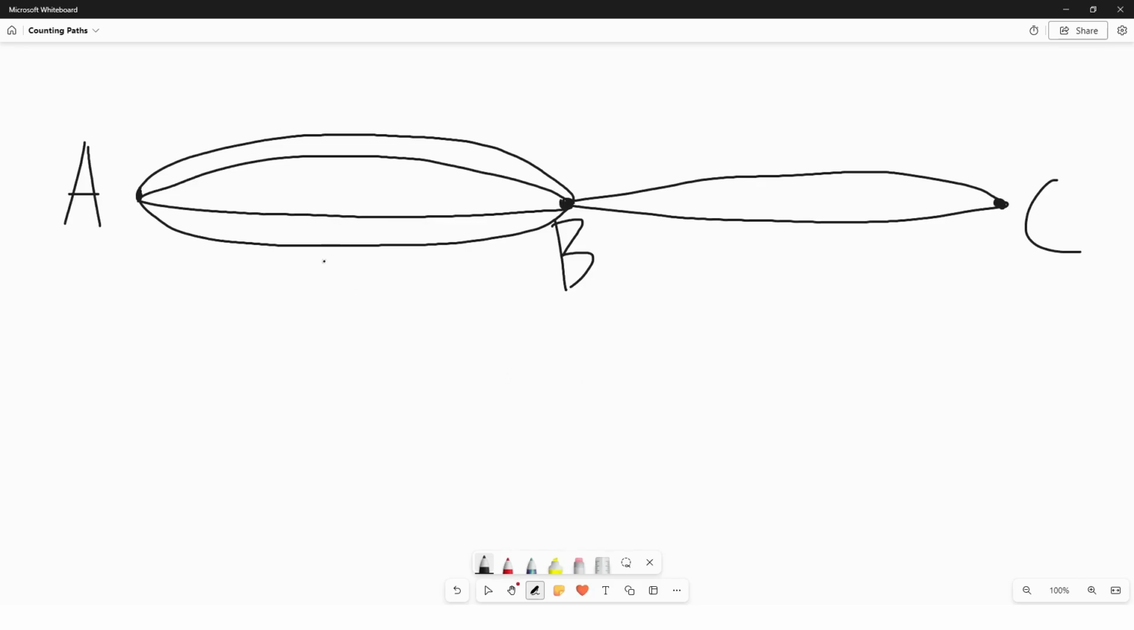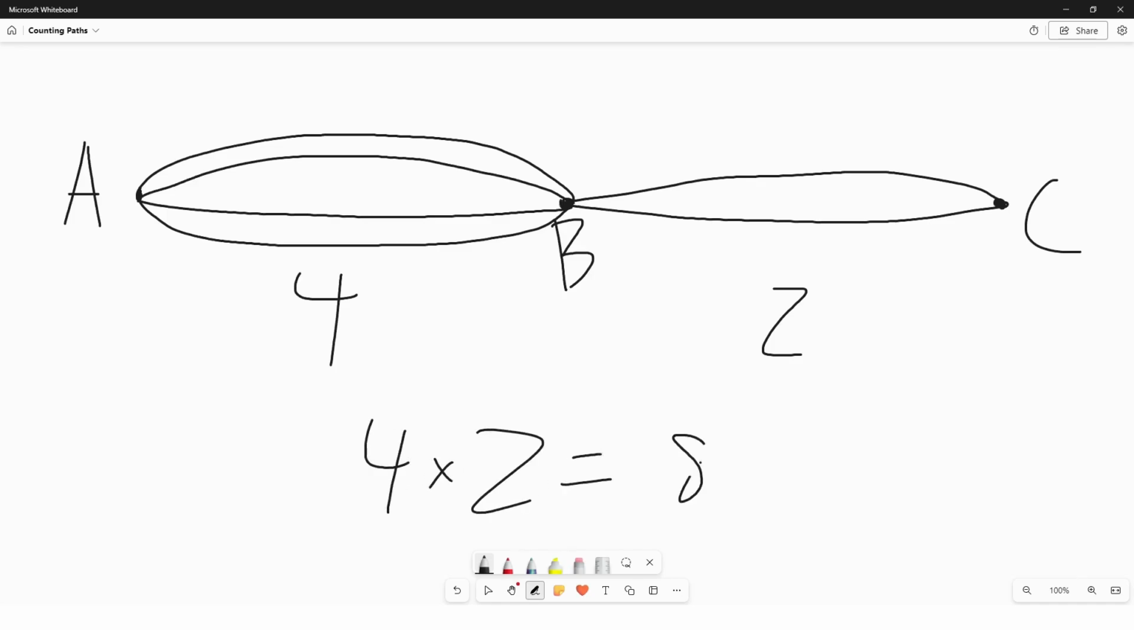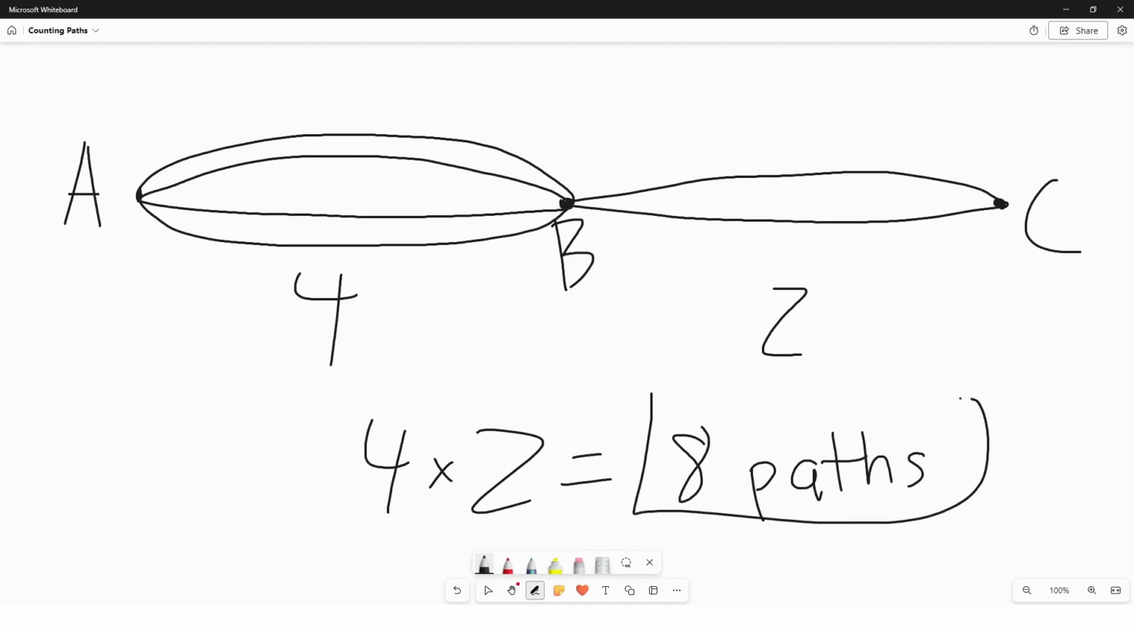We can see that there are 4 paths from A to B, so 4, and 2 paths from B to C, so 2. And then we can multiply 4 by 2, so 4 times 2 is equal to 8. And 8 is the number of paths that you can take from A to C.